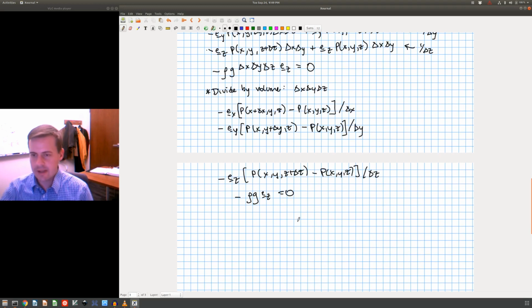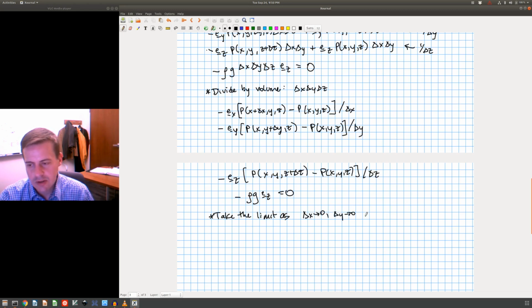Okay, we did that. Now, let's look here. I've got p(x + Δx) minus p(x) divided by Δx, and something with y + Δy divided by Δy, and z + Δz minus z divided by Δz. That looks a lot like a derivative. Well, lo and behold, I am now going to take the limit as Δx goes to 0, Δy goes to 0, and Δz goes to 0.